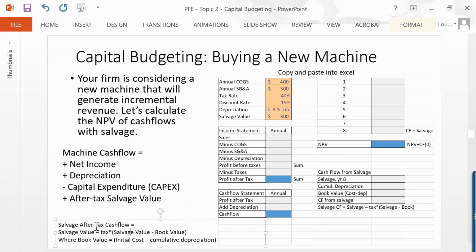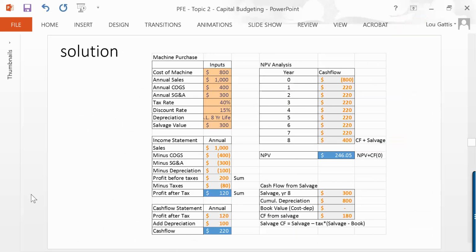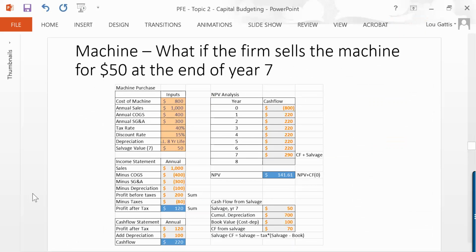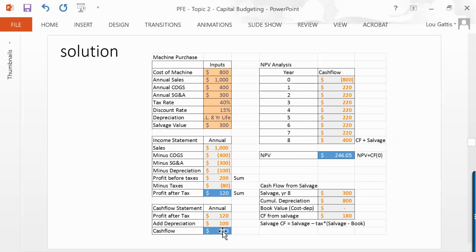So to summarize there, the salvage value after tax cash flow is the salvage value minus the tax on the sale. And the tax is the tax rate times the difference between the salvage value and the book value, where the book value is the initial cost minus the cumulative depreciation. And again, there's my solution.